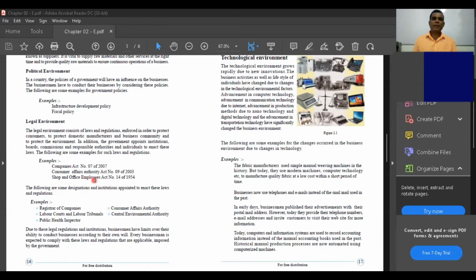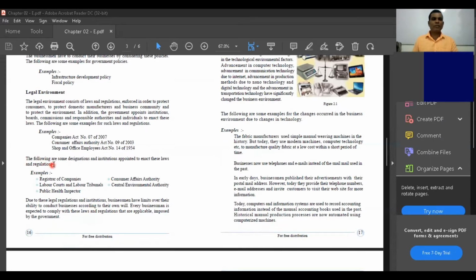Then the Shop and Office Employees Act number 14 of 1954, which is also a related law regarding the business environment. In addition, you can discuss the Business Names Act number 6 of 1980 and the Partnership Ordinance. These types of laws and regulations are there with regard to the legal environment. Now look at the designations and institutions appointed to enact these laws and regulations.